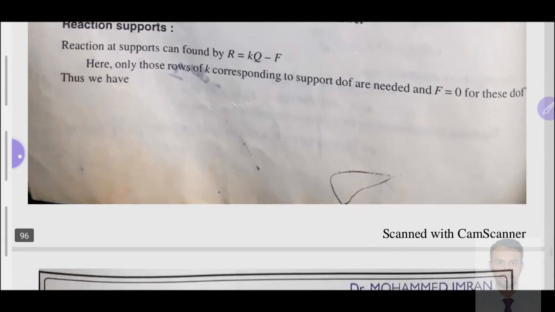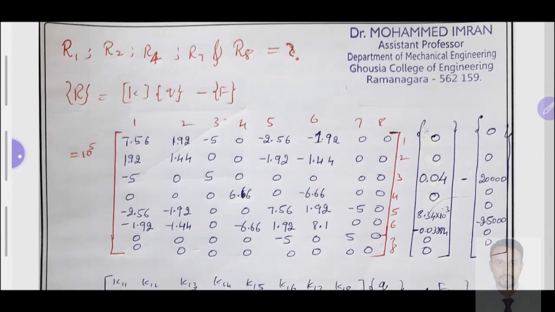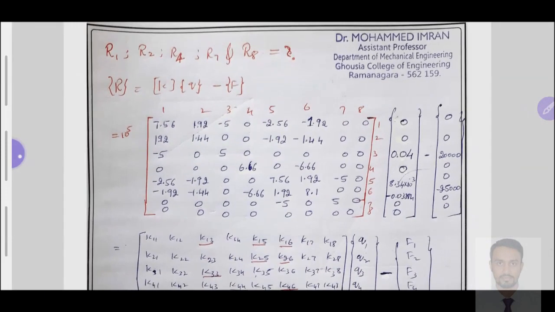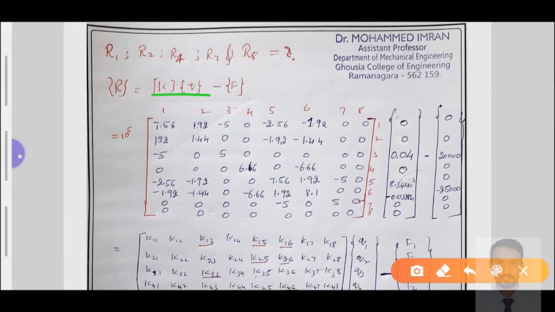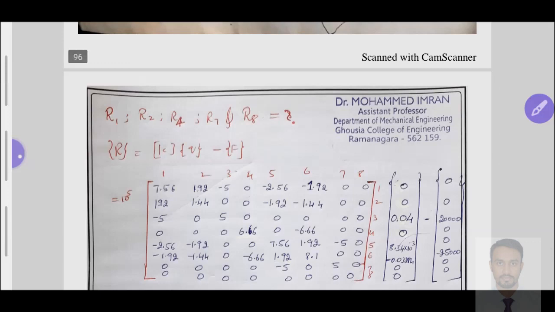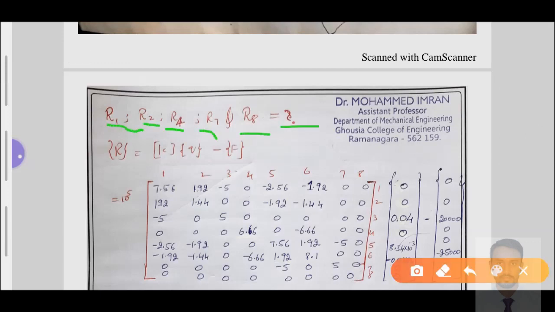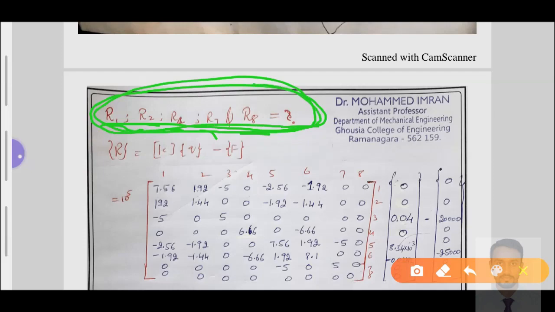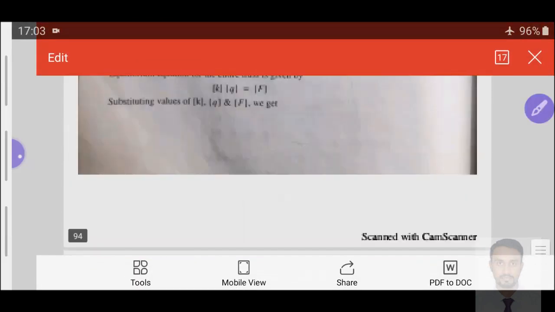Reaction supports. The reaction supports we need to find out. I have taken the best method. For reaction supports, we know the equation R is equal to K matrix into Q minus F. So we first need to identify the nodes at which we need to find reactions, and the rest we will leave. See here, I have taken R1, R2, R4, R7, R8 equal to question mark. Reactions are at these particular positions. At the rest of the positions we don't have any reaction, because we have applied force over there.